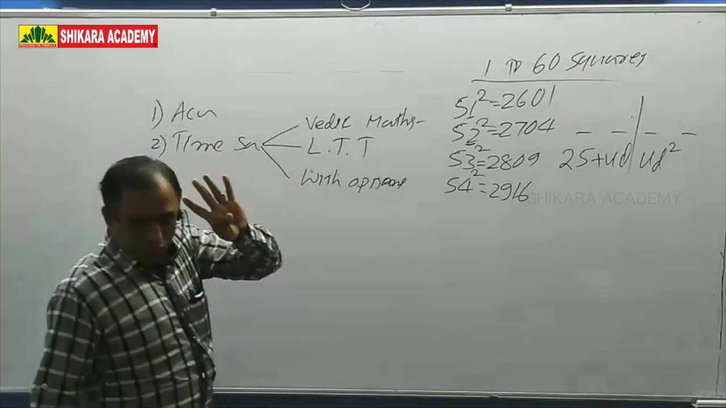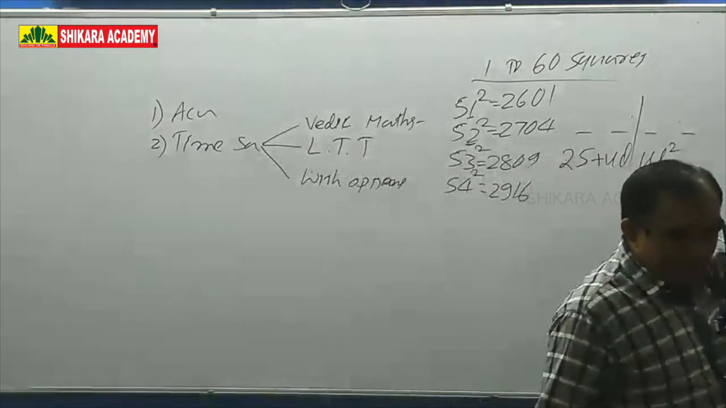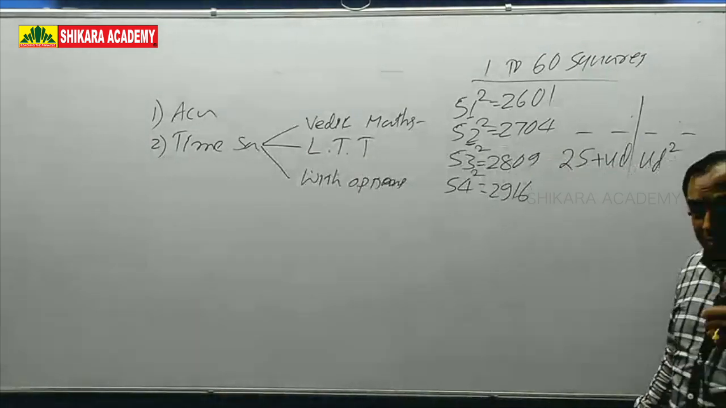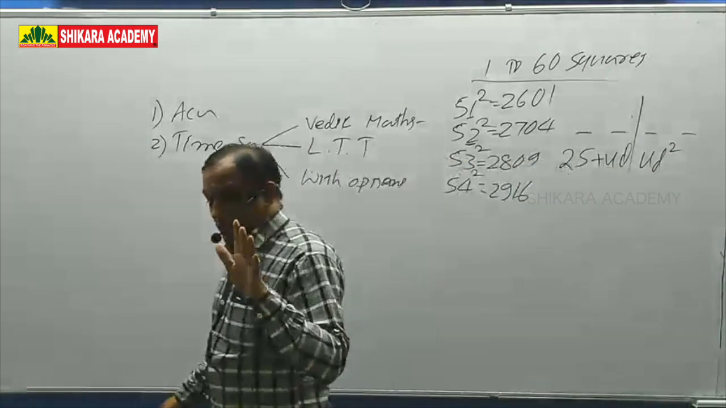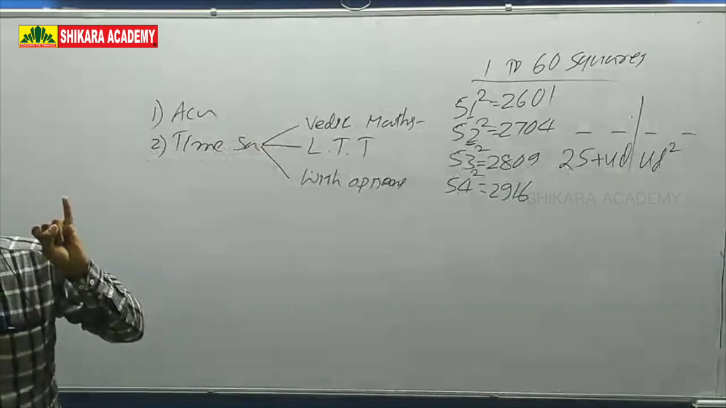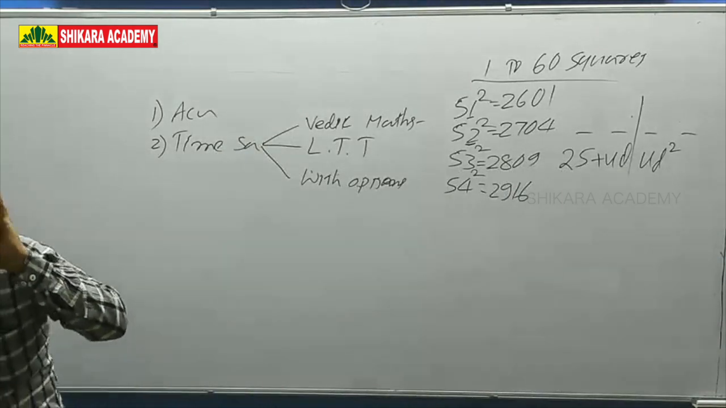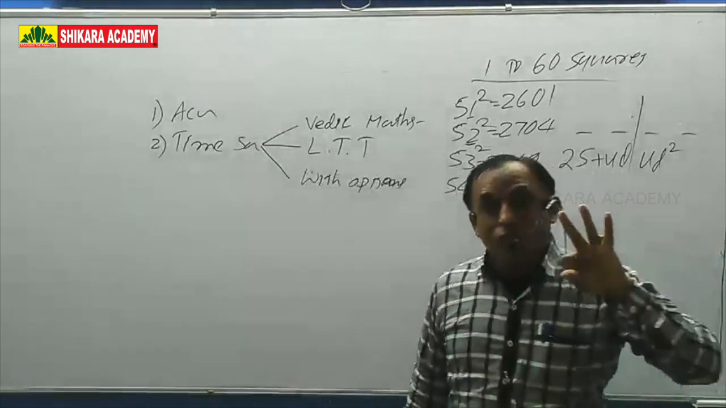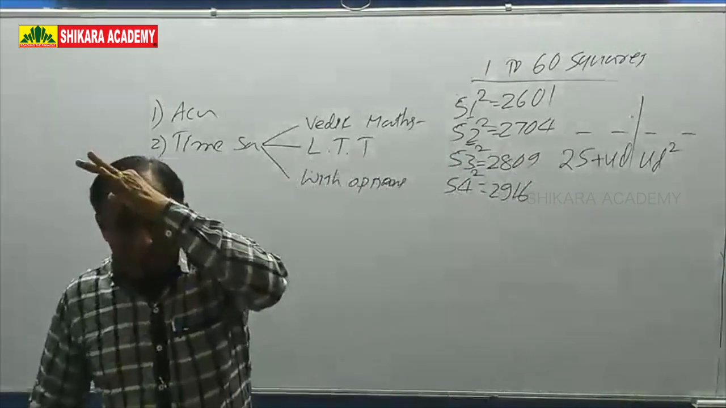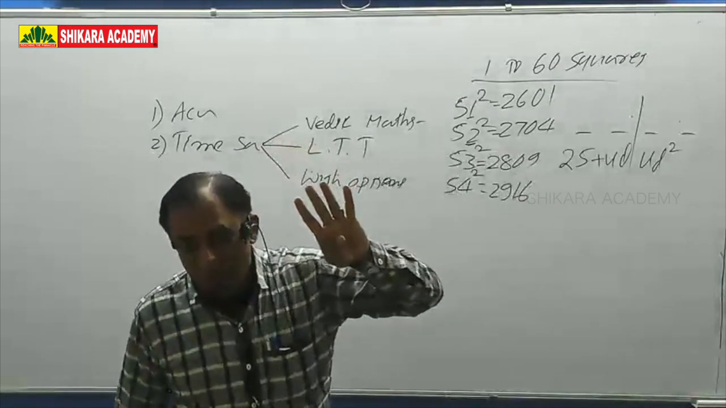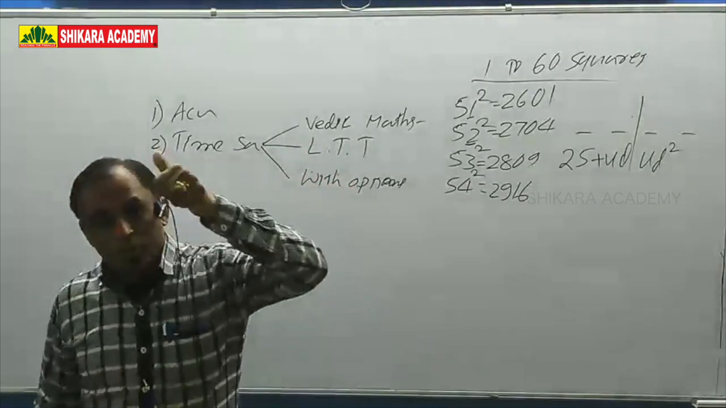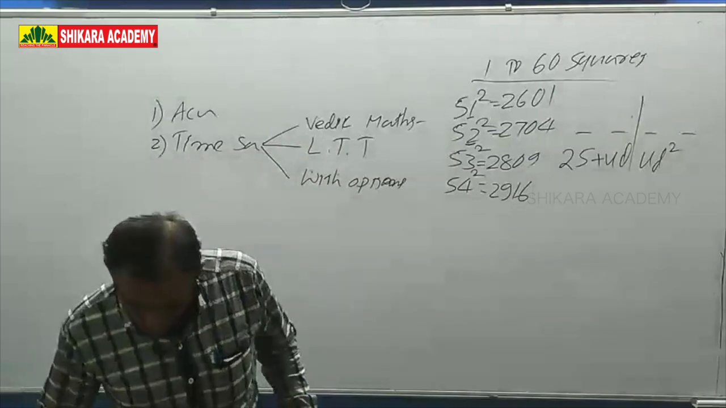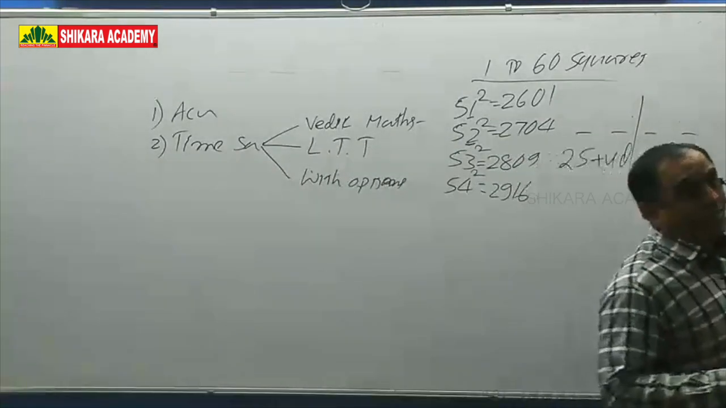54 square: 2916. 55 square: 3025. 56 square: 3136. 57 square: 3249. 58 square: 3364. 59 square: 3481. And 60 square. Very good. That is the effect of Vedic math.